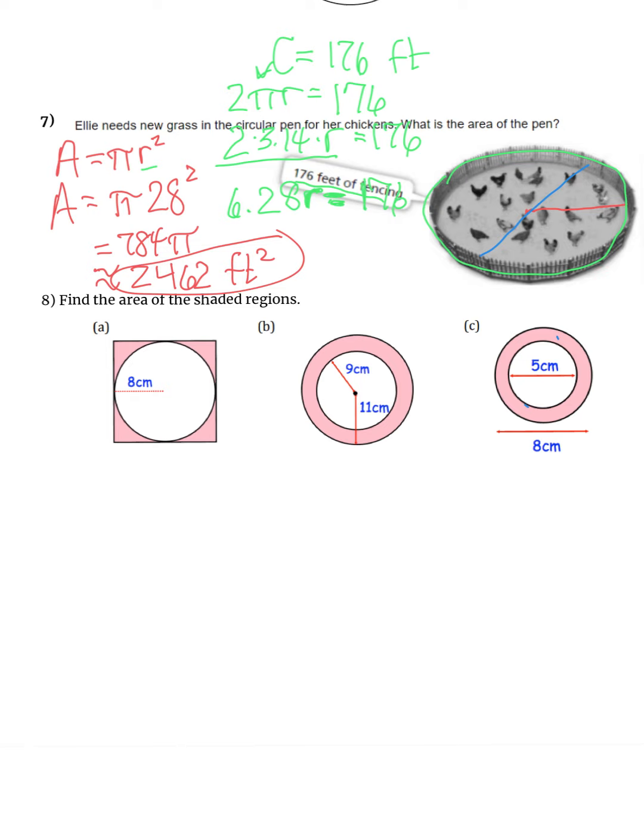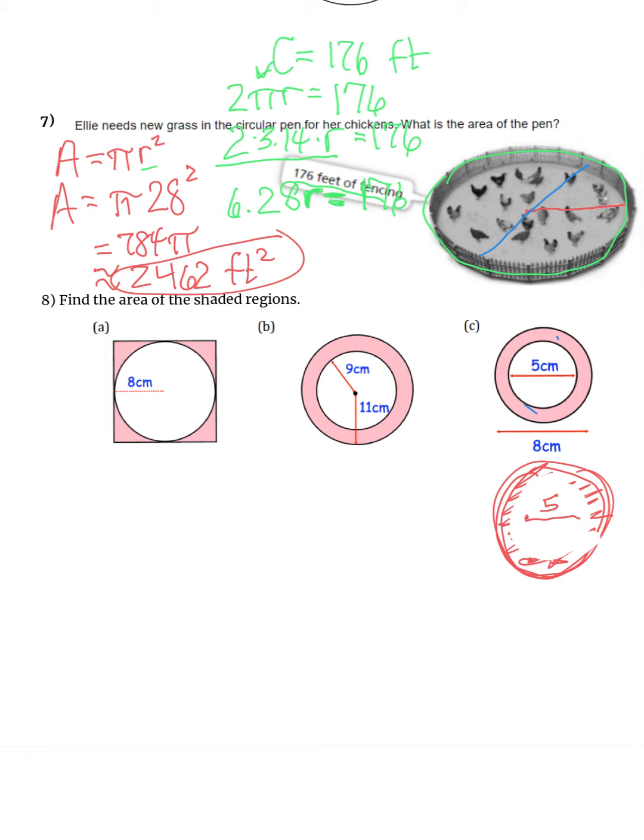And that pink region is made up of, put it this way, imagine before there was a pink circle. Okay, and that pink circle had a diameter of 8. Okay, so there it was. And then someone came around and cut a hole out of that pink circle and only left behind this rim, and the hole they cut out of it had a diameter of 5. So that's what that picture is showing.